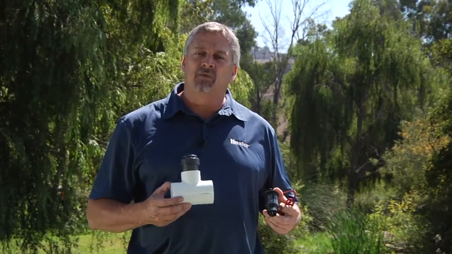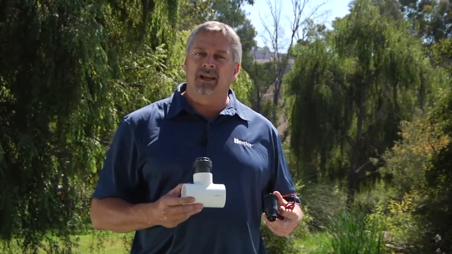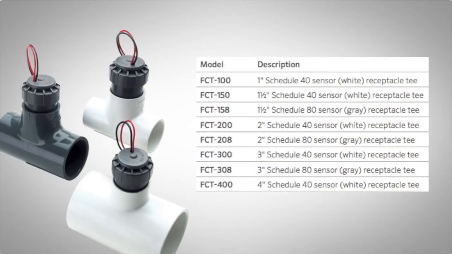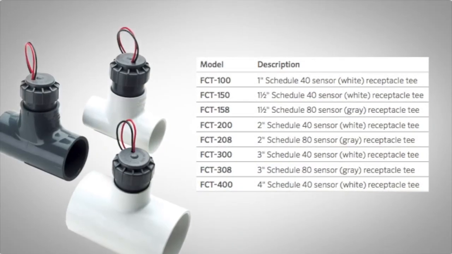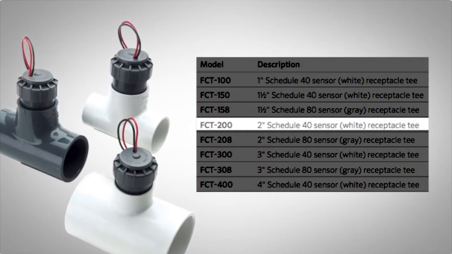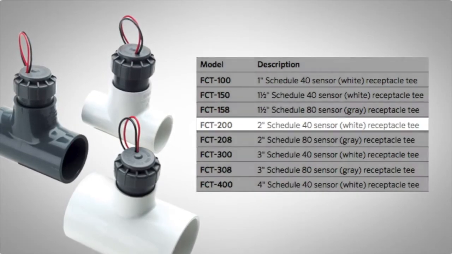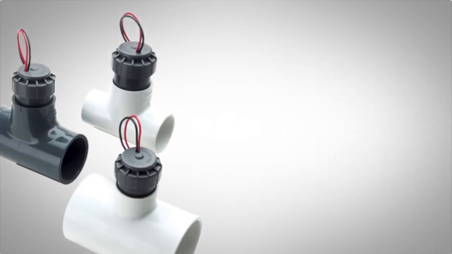Hunter makes the FlowSync flow sensor to be used in conjunction with the FCT sensor body. They are sold separately, and you'll want to pick the right size sensor body to be used with your size of mainline. For example, if you are using a 2-inch Schedule 40 sensor body, then you would choose FCT 200. Please refer to the Hunter catalog or the flow sensor owner's manual to find the most appropriate sensor body model to use.